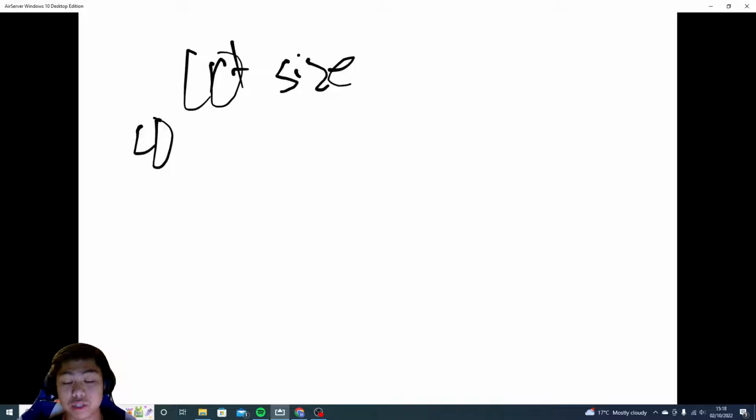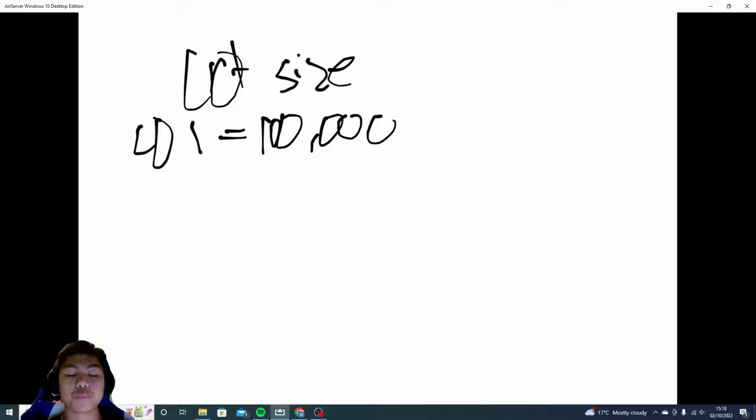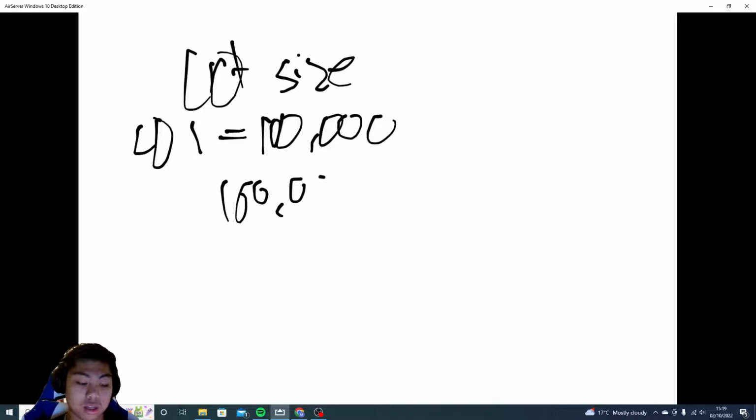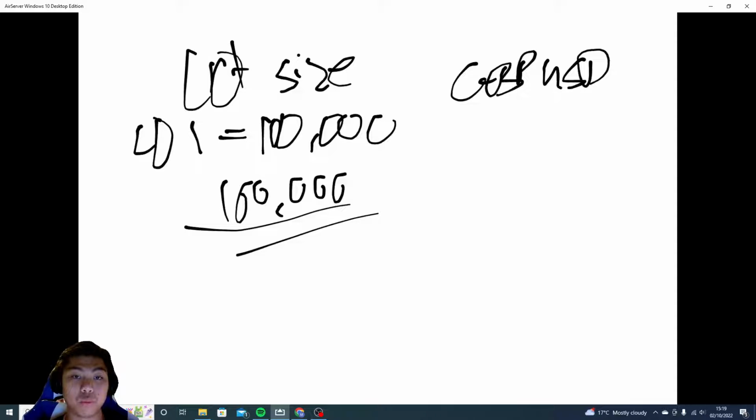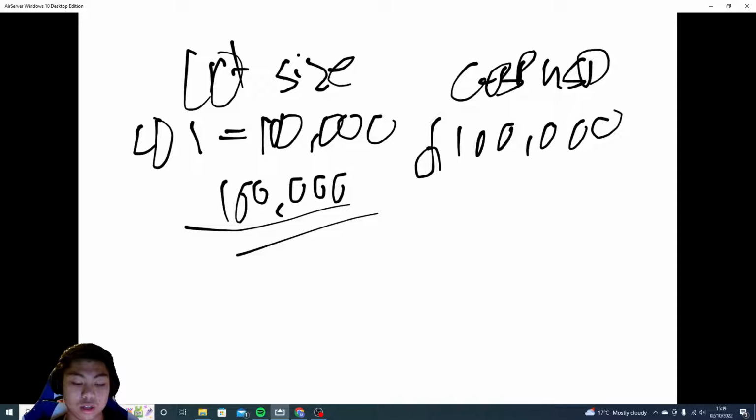Let's just start off with the basics. One lot is equal to 100,000 of a currency. So if you're putting a one lot trade in, if you're a one lot trader, as most people would say, that means for every trade you're putting in, you're buying 100,000 of whatever currency it is. For example, let's say you're trading GBP USD and you're putting a one lot in. That means you're buying 100,000 pounds of US dollar. That's what it means, okay?